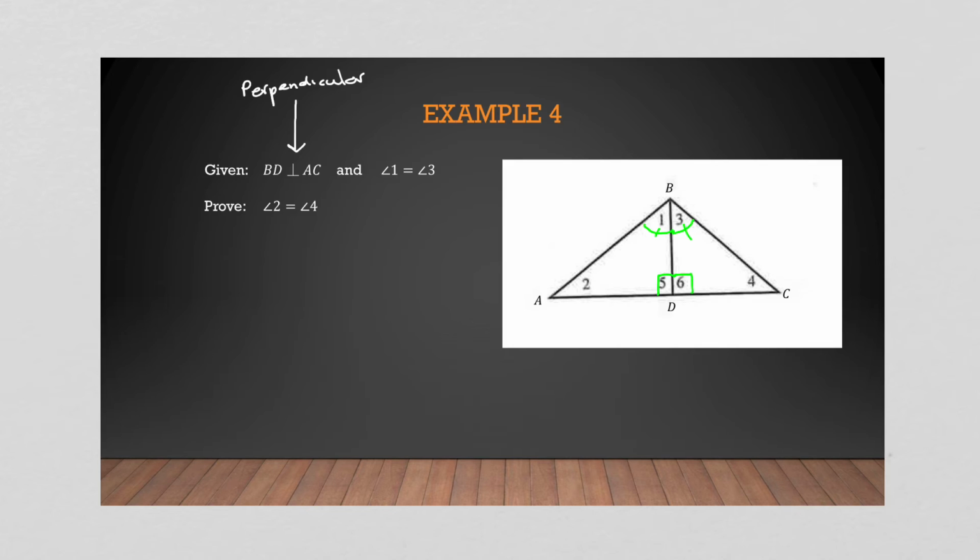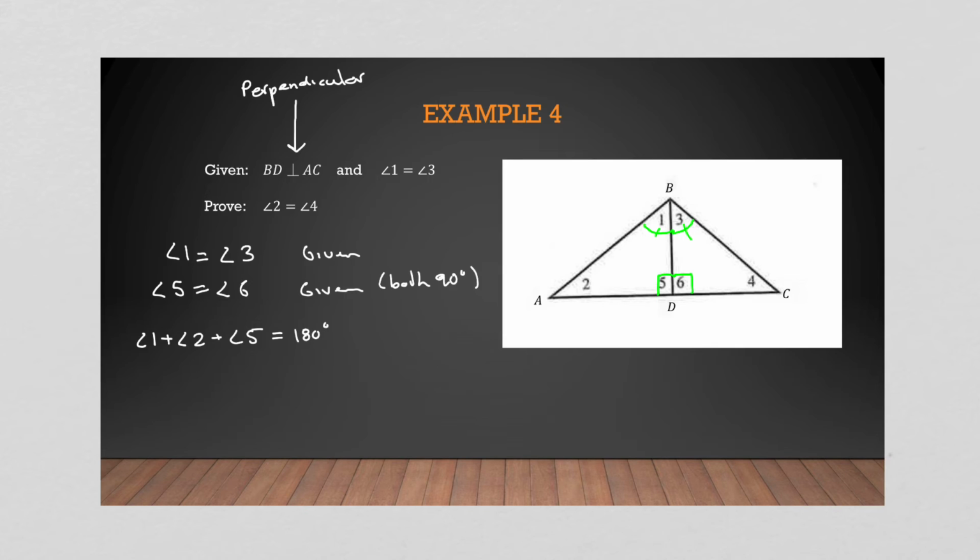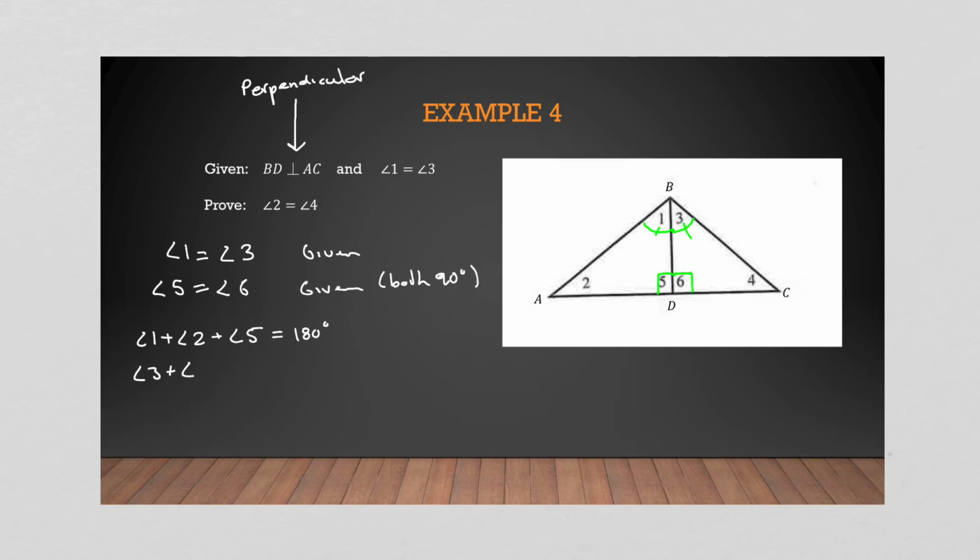So go from there. What do we know? Well, all right. What's given to us? Angle 1 equals angle 3 is given. Angle 5 equals angle 6, that's given. And you can even say both 90 degrees. And then what do we got? Well, we got angles in a triangle. We could say, okay, well, angle 1 plus angle 2 plus angle 5 equals 180 degrees. And angle 3 plus angle 6 plus angle 4 equals 180 degrees. So those reasonings are angles in a triangle.